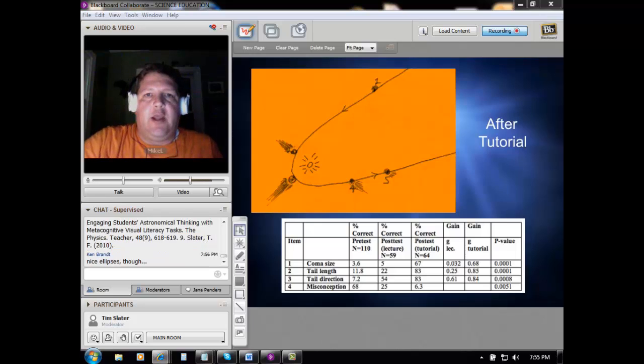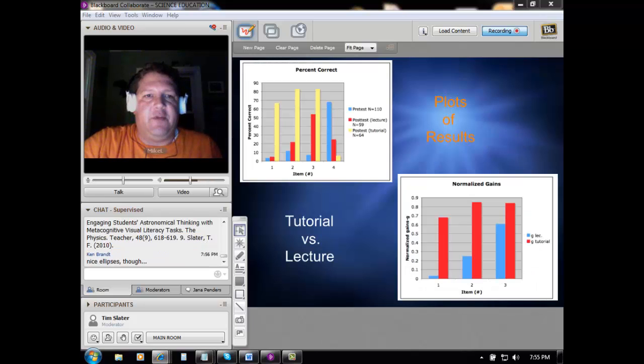And here's bar graphs of the same thing. You can see that questions 1, 2, 3, and 4 were did they draw the coma, the tail length, and tail direction. And question 4 is the misconception. So that went way down while the other ones went way up. And you can see the tutorial group just very much outstripped the people who were lectured to in both raw score and in normalized Hake gains.